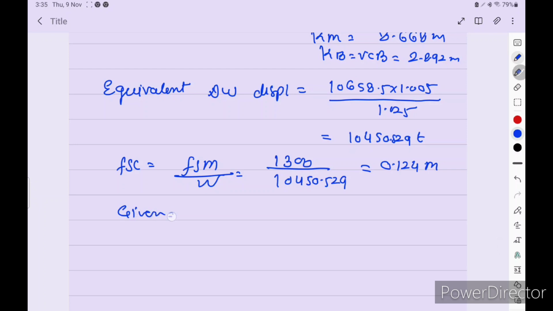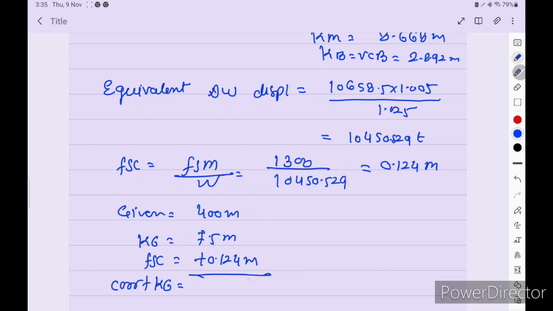Radius is given in the question as 400 meter. KG is given 7.5 meter. FSC we calculated, plus 0.124 meter. So corrected KG is 7.624 meter.